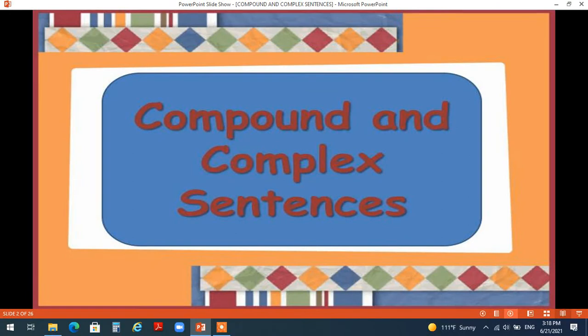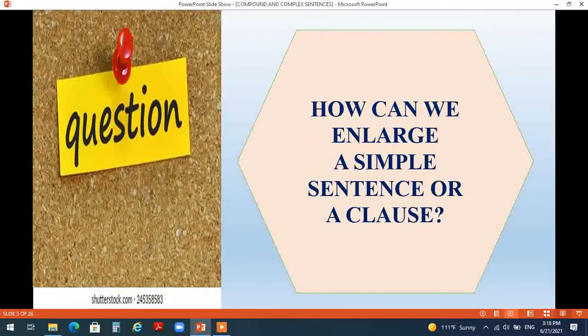In this lecture we are going to start discussing a new topic. This topic is entitled Compound and Complex Sentences, الجمل المركبة والجمل المعقدة. Now, we will start our discussion of this topic by raising the following question. How can we enlarge a simple sentence or a clause? Or in other words, how can we make a simple sentence or a clause more complicated or more complex? What are the methods that can be used to enlarge a simple sentence or a clause?